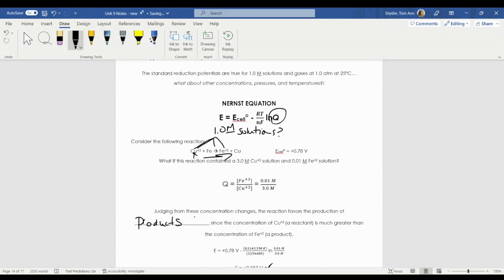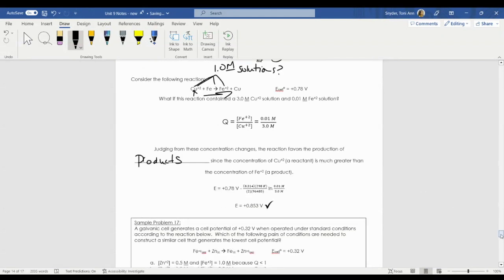So if you consider what is the change in concentration, all you have to think about is, if this is 3 and this is 0.01, it's going to go more in that direction. However, in a college level chemistry class, I'm sure you will have to use this Nernst equation. The Nernst equation will tell you what is the new voltage. Okay, you won't have to do this here, but I plugged everything in for you.